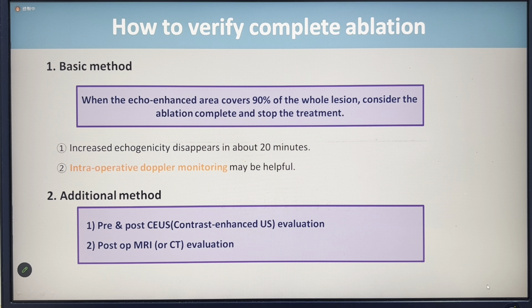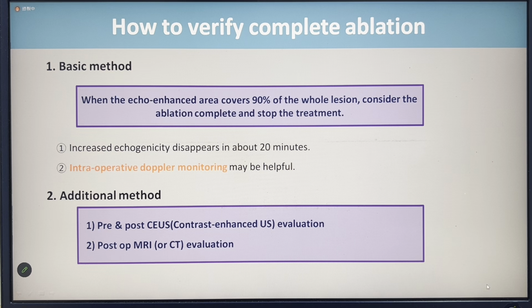Basically, when the aqua-enhanced area covers 90% of the whole lesion, consider the ablation complete and stop the treatment. Actually, that is what the paper says. But if myoma is surrounded by normal myometrium, I ablate until the capsule turns completely white and then stop the treatment.